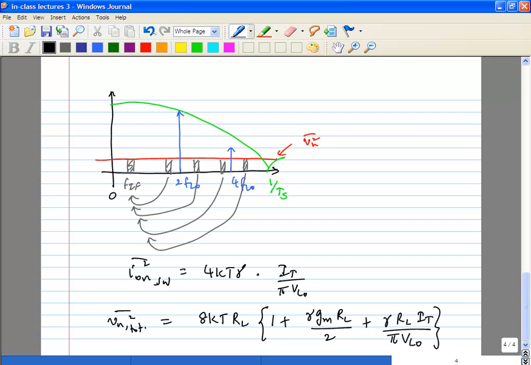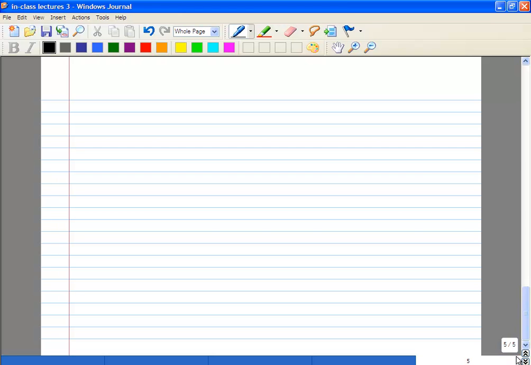This is your total output noise, the voltage noise. You have the contribution from the resistor, from the transconductor, and from the switches. Is that clear to everyone? Okay. Let's look at the other source, which is indirect switch noise.